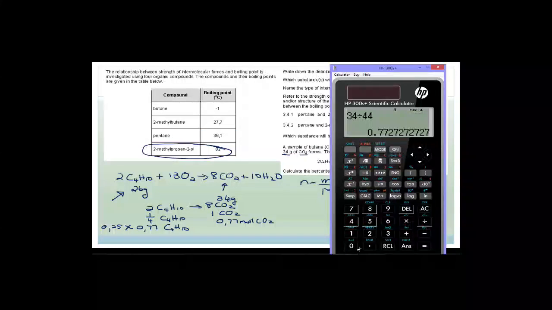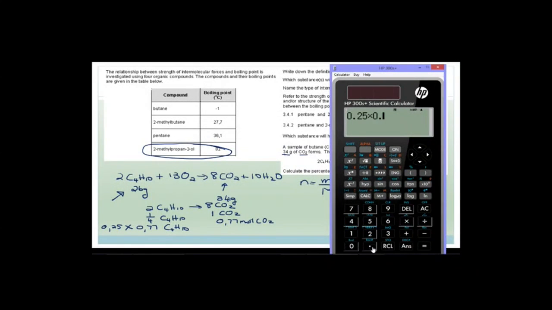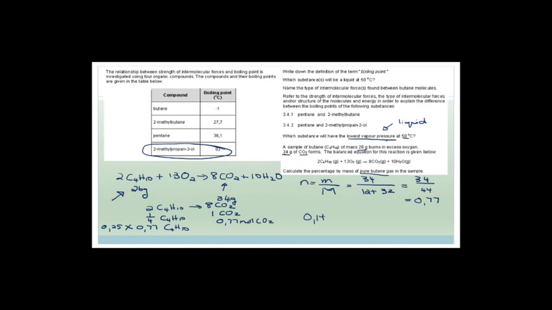So let's work that out. So we've got 0.25 multiplied by 0.77 equals 0.19. So 0.19 moles of C4H10 was converted into that 34 grams of carbon dioxide. So now what we need to do is work out what that is in mass.